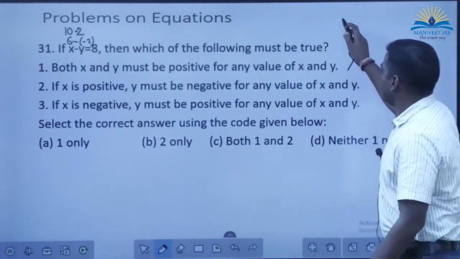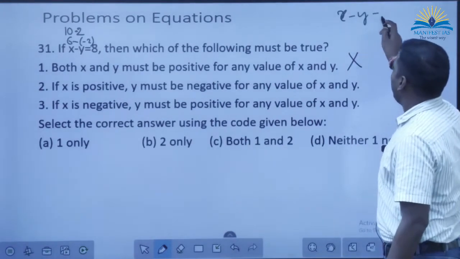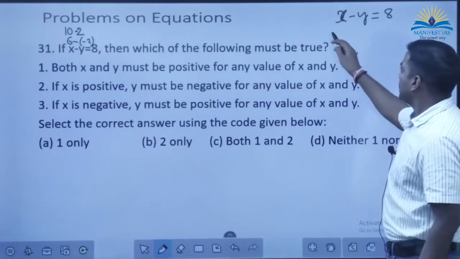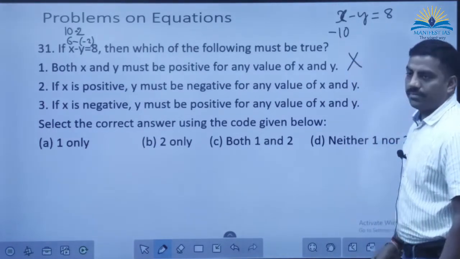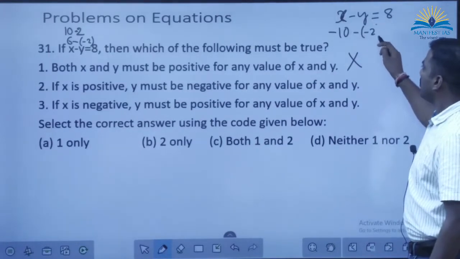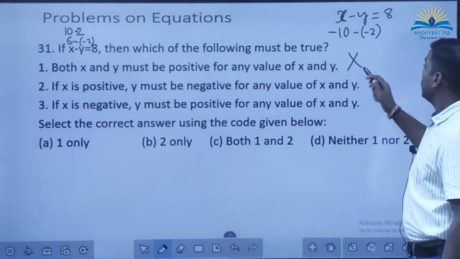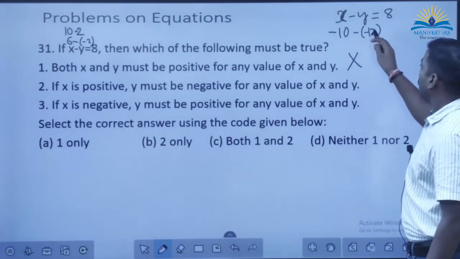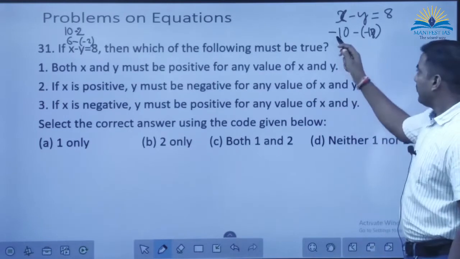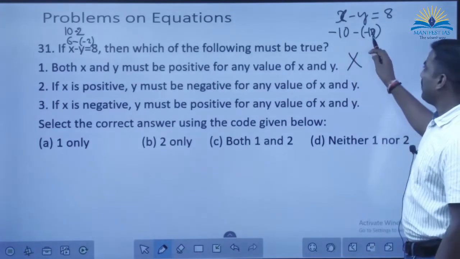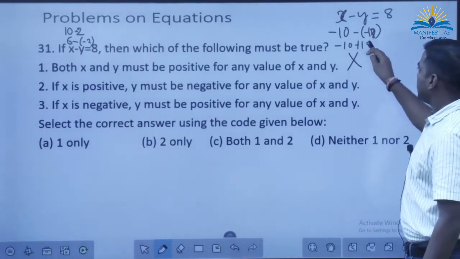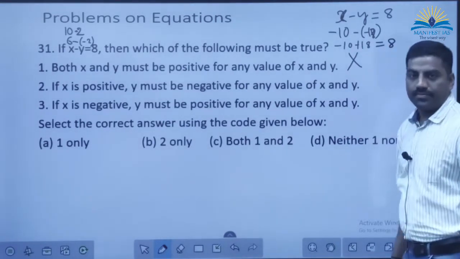For example, this x minus y is equal to 8. If I take this one as minus 10, what should I take here? Sorry, minus 18 I have to take. If this is minus 10, I have to take minus 18. So it will become what? Minus 10 plus 18 is equal to 8.